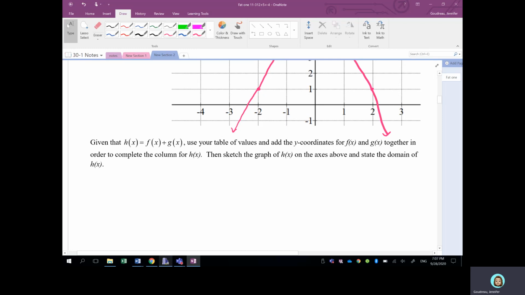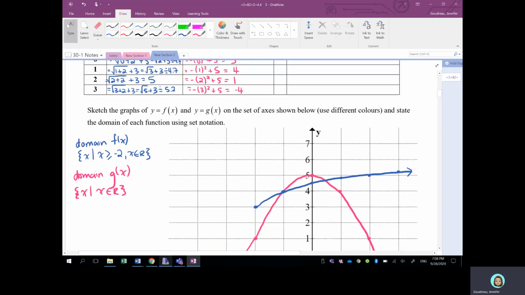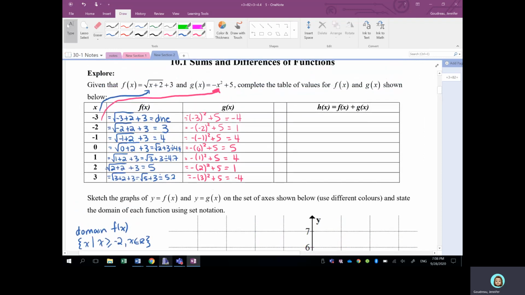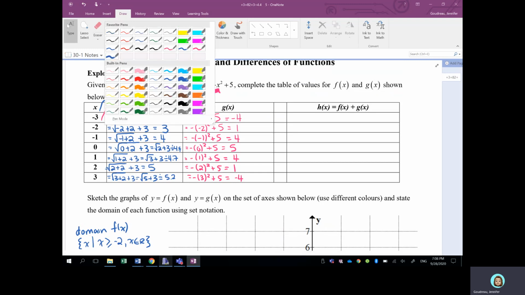Given that h at x is equal to f at x plus g at x, we're going to create a new function by adding together the two functions we have. We are going to use the table of values that's up above, and we're going to add the y coordinates for f and g in order to complete the column for h, and then we're going to sketch h at x. So what we are finding right now is what happens when we take these two functions, f and g, and add them together to create a new function, which would be h.